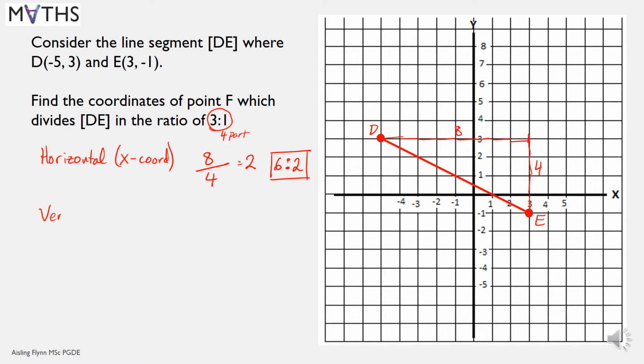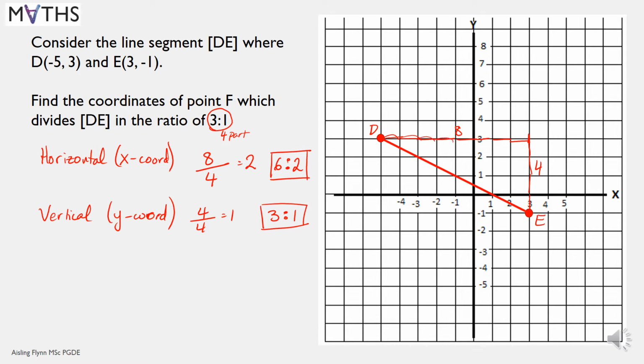If we look at the vertical distance, which will give us our y coordinate in a moment, there's 4 in the vertical difference between the 2 points, and 4 divided by 4 is just 1, so we'll have 3 parts to 1 part. Almost there. Let's now count from D to E. We'll do horizontal first, and our ratio is 6:2.